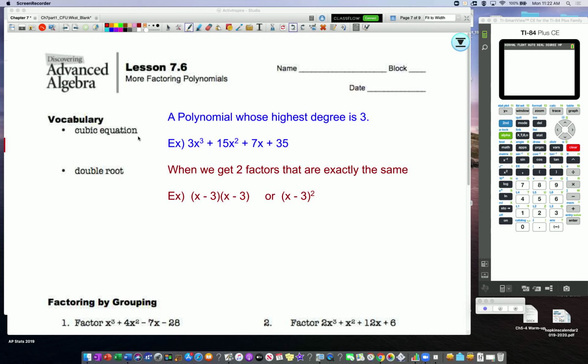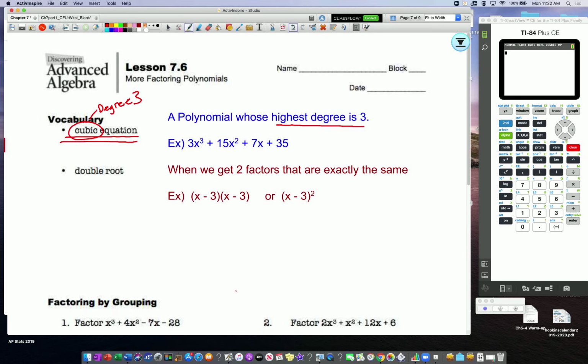So, occasionally you might get some problems where you have what we call a cubic equation. All it is, the word cubic means just simply degree 3. So a polynomial whose highest degree is a degree 3. So like this example, notice how the highest degree here, 3x cubed plus 15x squared plus 7x plus 35. Highest degree is 3.